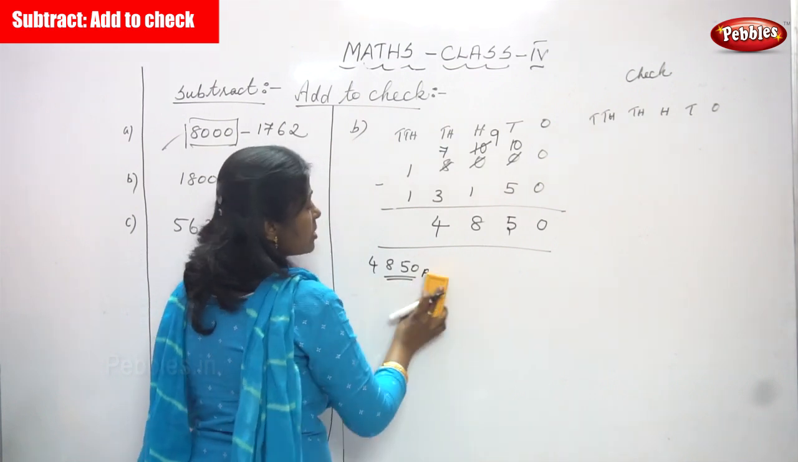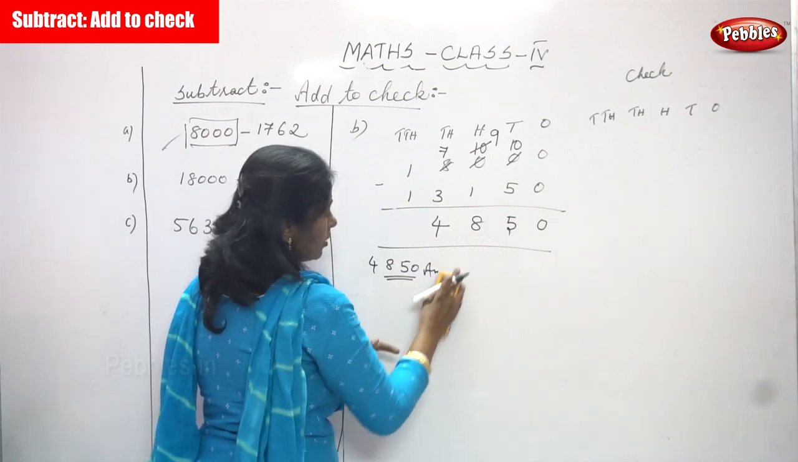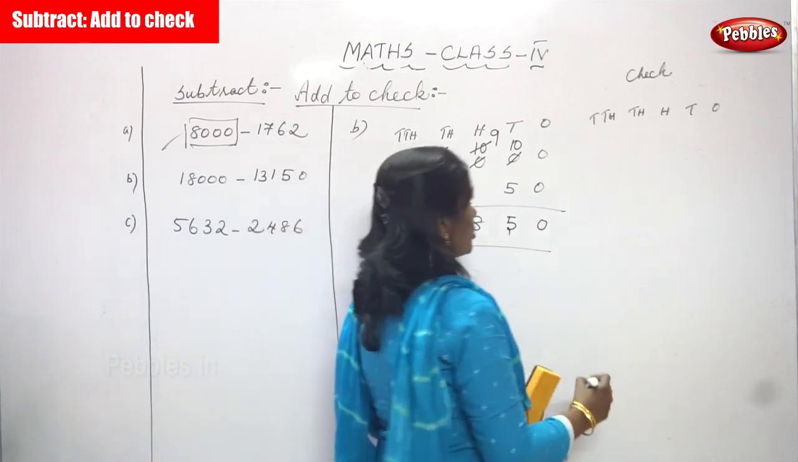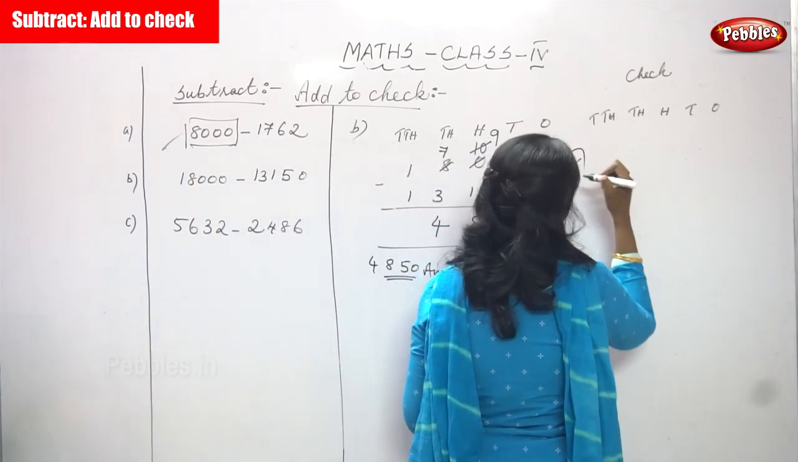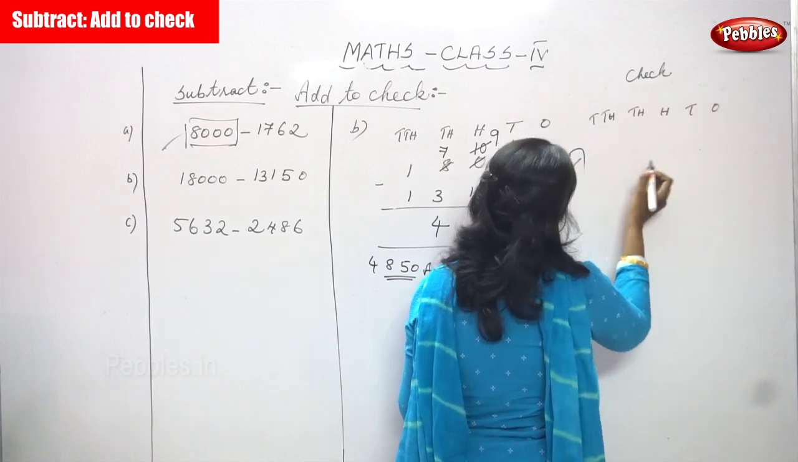But we must know whether the answer is right or wrong. Right or wrong? So you have to do the check method. So what you're going to do, you have to write it in the check method. First you have to write the number according to the place value.